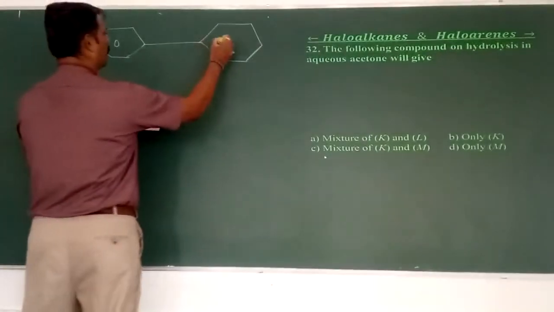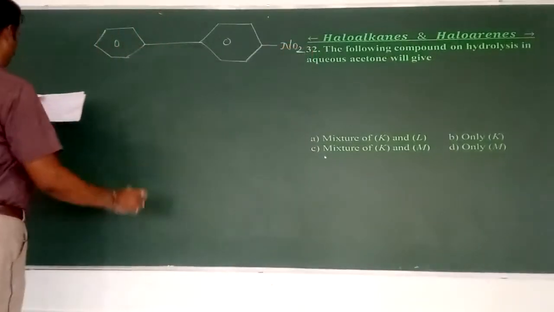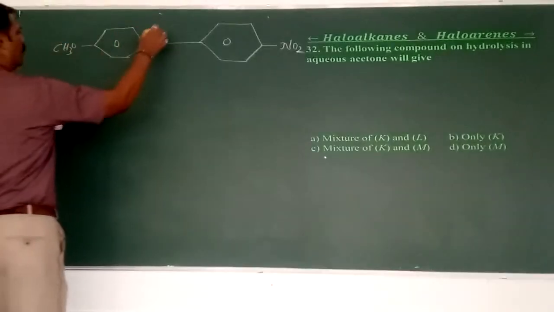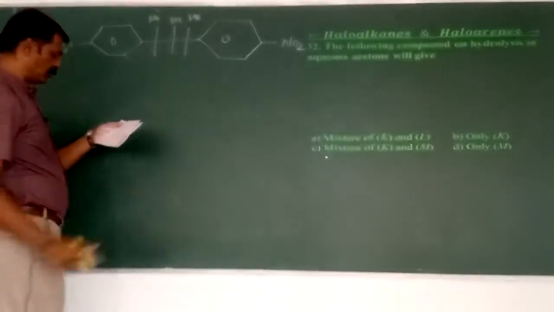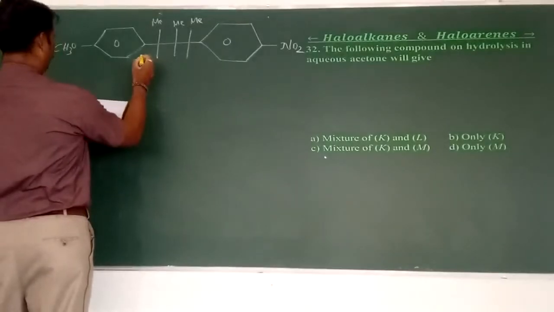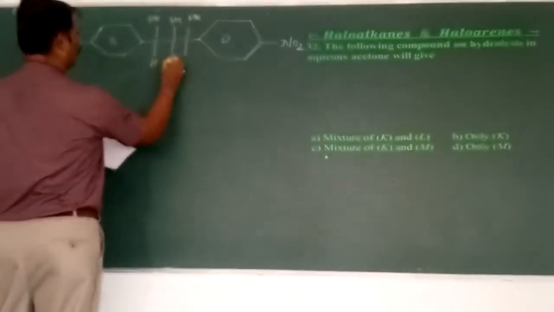Okay, so here it is NO2, here it is OCH3, they are CH3O. Me means it is called as methyl group, CH3 groups. Okay, apart from that we are having the H, then Cl and Me. This is the reagent now.